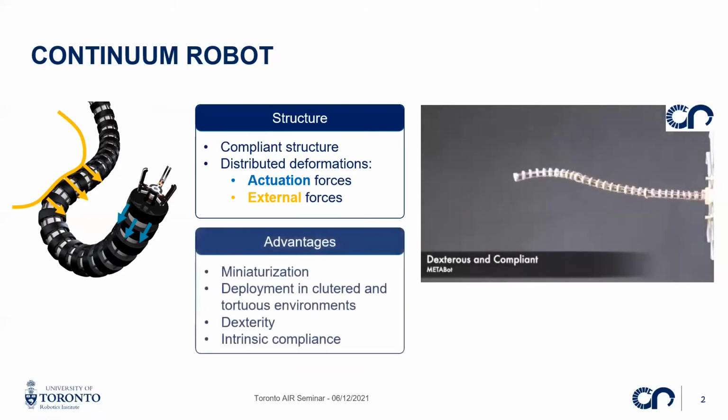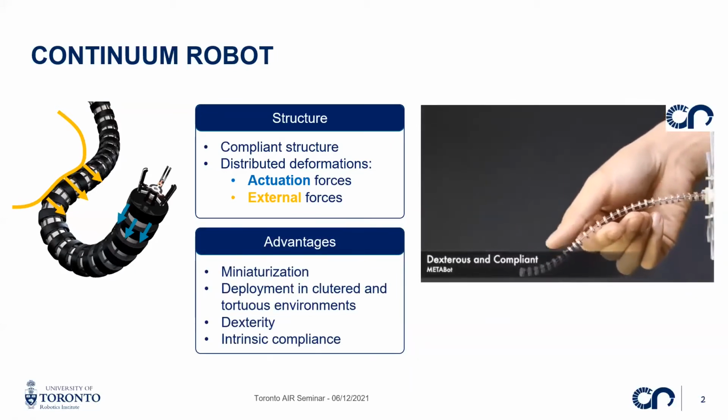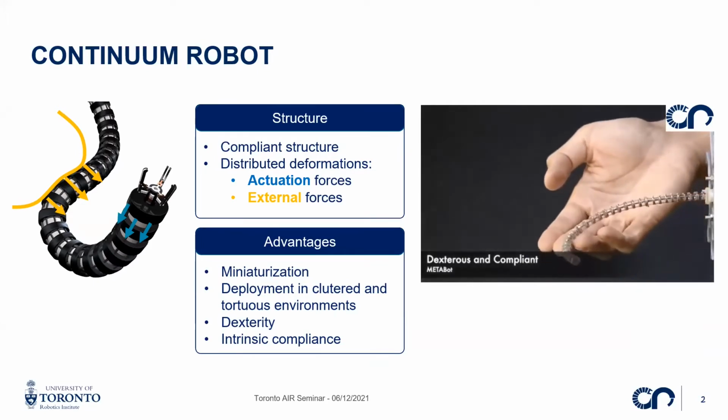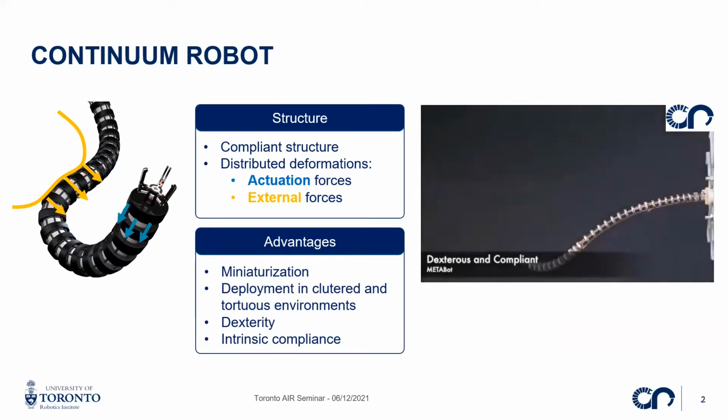So these robots have a number of very interesting properties. Because they are not composed of these classical rigid joints, they can be designed at quite small scale, at the millimeter scale in particular. They can be deployed in cluttered and tortuous environments because of their continuous tortuous shapes while being dexterous. And they have this intrinsic compliance, which allows them to deform in contact with the environment instead of damaging this environment, which of course is very interesting for human-robot interactions.